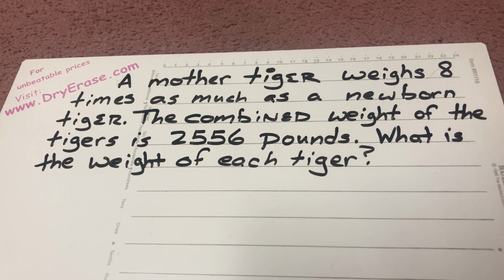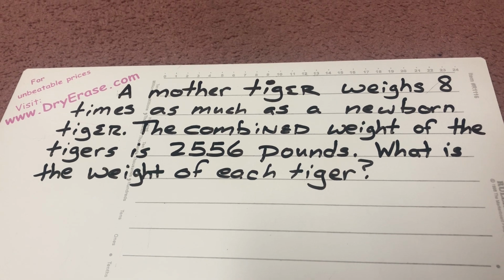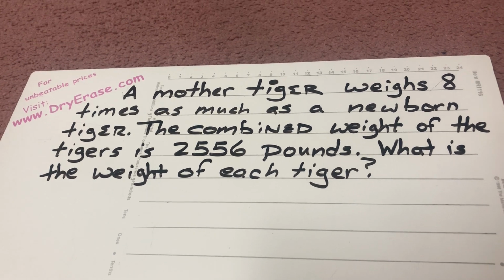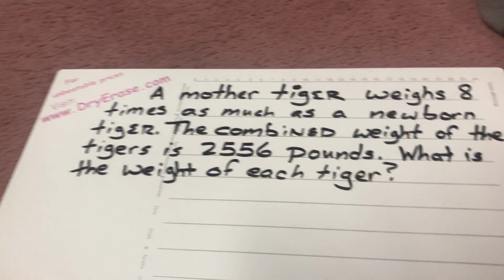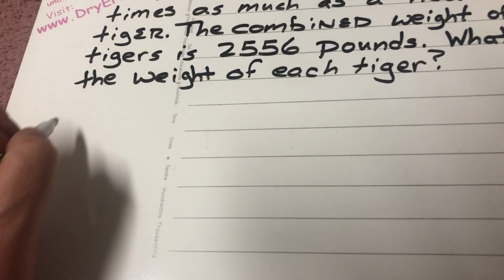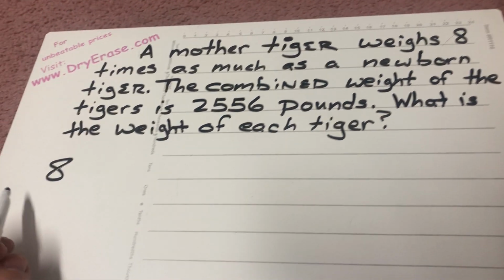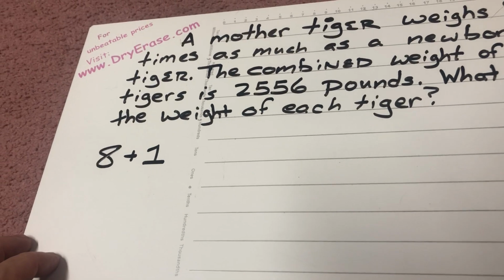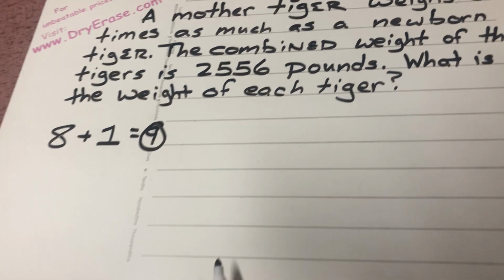A mother tiger weighs 8 times as much as a newborn tiger. The combined weight of the tigers is 2,556 pounds. What is the weight of each tiger? Well, first of all, we want to think: a mother tiger weighs 8 times as much as a newborn tiger. Since she weighs 8 times as much, the mother tiger represents 8 groups. And the newborn tiger only represents 1 group. So that's 8 plus 1, it equals 9. So there's a total of 9 groups.